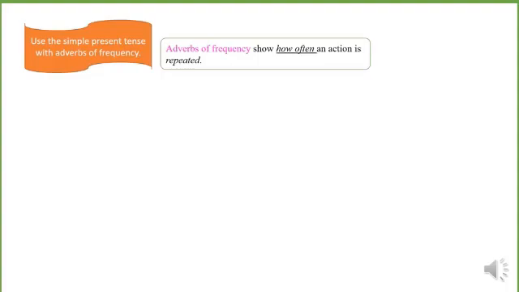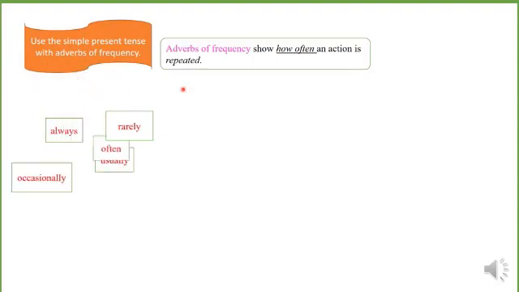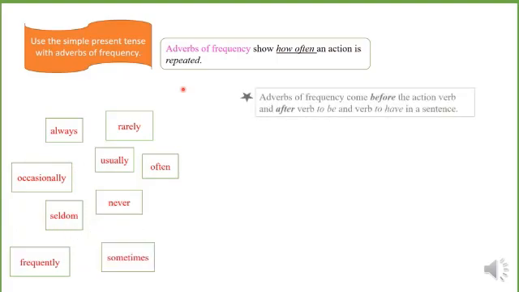Use the simple present tense with adverbs of frequency. Adverbs of frequency show how often an action is repeated. And because they show how often an action is repeated, we should use them in the simple present tense, since the simple present tense expresses a habitual or repeated action in the present. Some of these adverbs of frequency are always, rarely, usually, occasionally, often, never, seldom, frequently, sometimes.